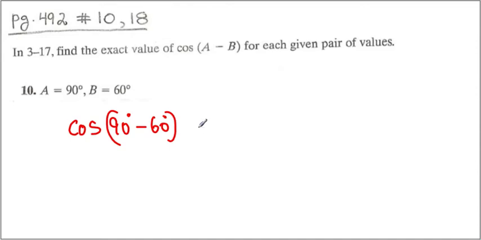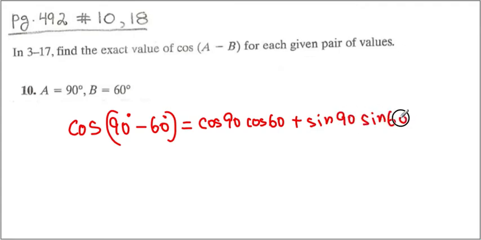Well, let us try to do this one by applying the difference of the angle formula for cosine. What is the difference of the angle formula for cosine? That is simply equal to cosine of 90 times cosine of 60 plus sine of 90 times sine of 60.